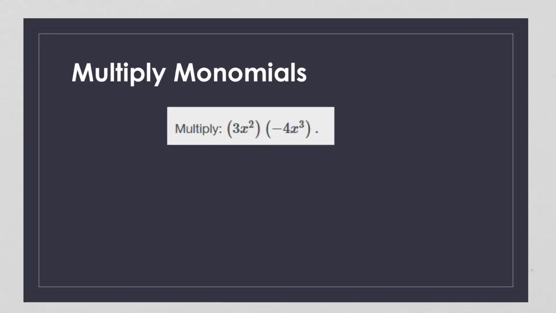All right, I can't simplify anything in that parenthesis. I can't simplify anything in this one, but I can go ahead and just multiply the 3 and the negative 4, and I get negative 12. I've got x squared and x to the 3rd. My bases are the same. I'm multiplying, so just add those exponents together, and we're done.